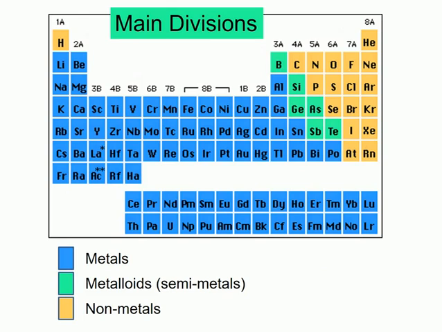First and foremost, though, can you figure out, by looking at the periodic table, what is a metal and what is a non-metal? Now, don't get too distracted by those metalloids sitting there in the green. So you can see all the blue things: your alkali, your alkaline, transition metals, your actinide, lanthanide, all are metals.